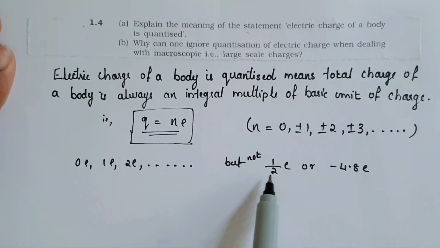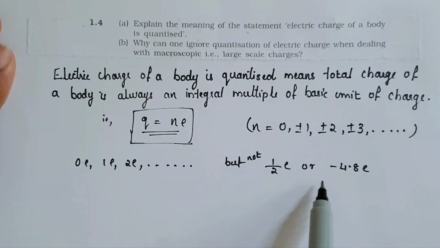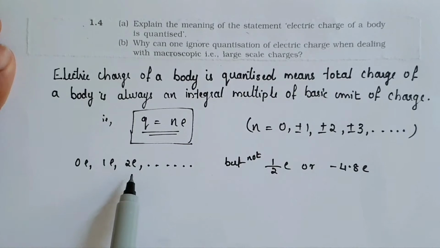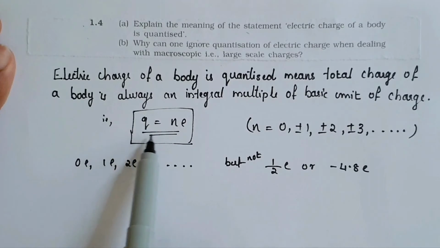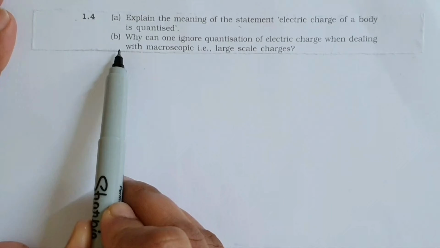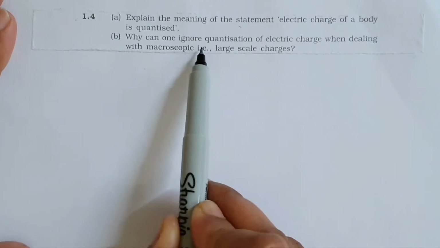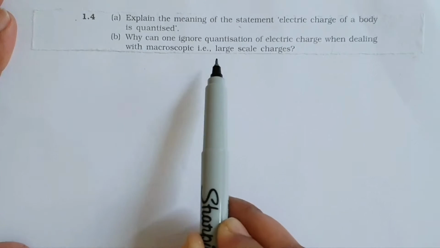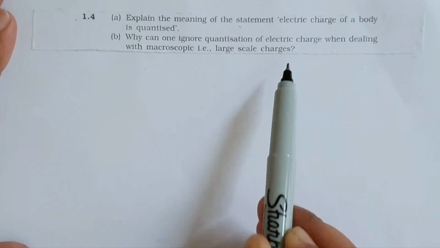Charges are not transferred in fractions. We cannot transfer 1 by 2 electrons or 3 by 2 electrons like that. Only an integral number of electrons can be transferred from one body to another. This is quantization of electric charge. Question B. Why can one ignore quantization of electric charge when dealing with macroscopic, that is, large-scale charges?